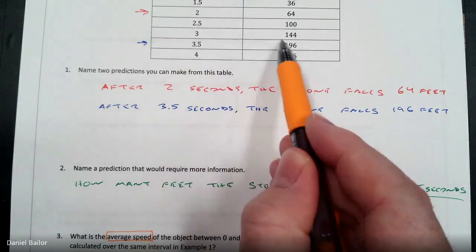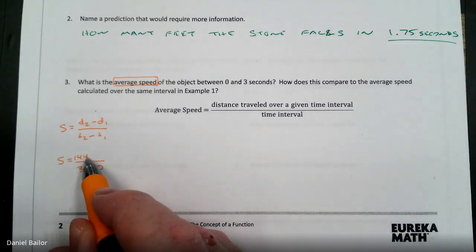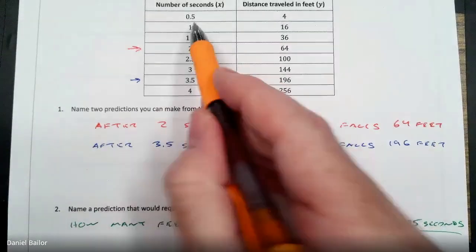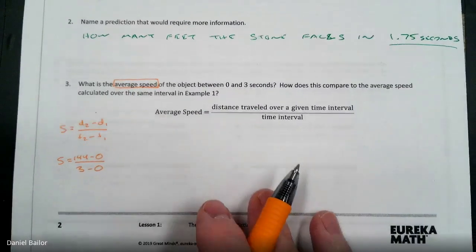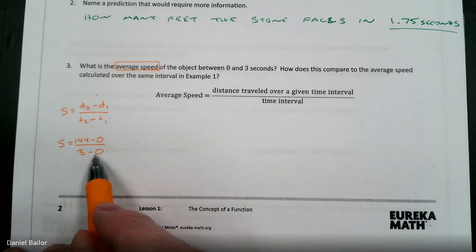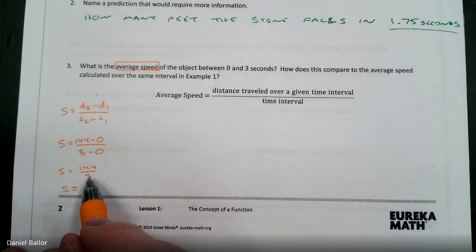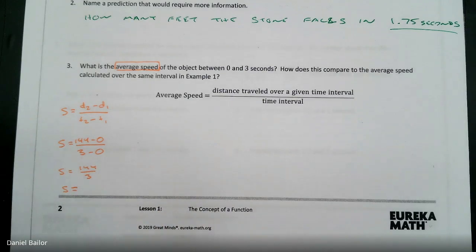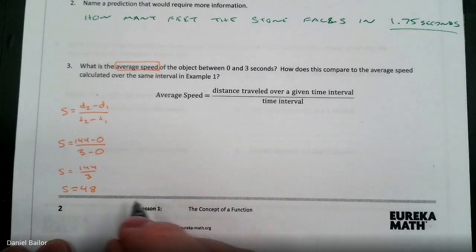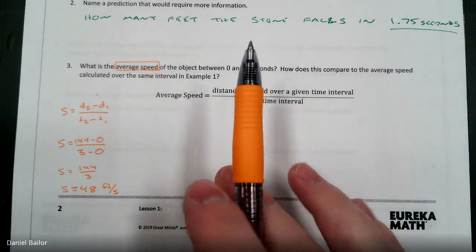So for 3 seconds, the distance was 144. So d2 is 144 and t2 is 3, because 144 feet in 3 seconds. For 0 seconds, the stone moved 0. So the average speed is the distance where we stopped measuring minus the distance where we started, over the time where we stopped minus the time where we started, which is just 144 divided by 3. So the average speed for the stone in those 3 seconds is 144 divided by 3, which is 48 feet per second. So for the first 3 seconds, the falling stone moves at 48 feet per second.